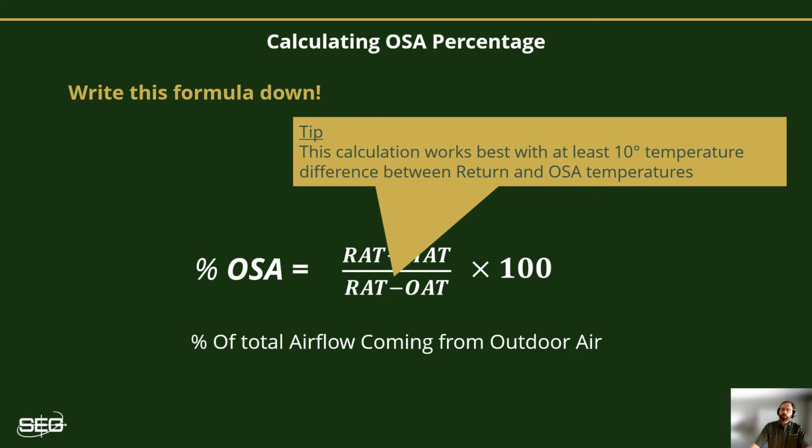This calculation works best with at least 10 degrees temperature difference between the return air and the outside air temperatures. And the reason for this is the closer the two values get, the more the error will get exaggerated. I like to take these readings early in the morning when there's plenty of difference between the two sensor values.